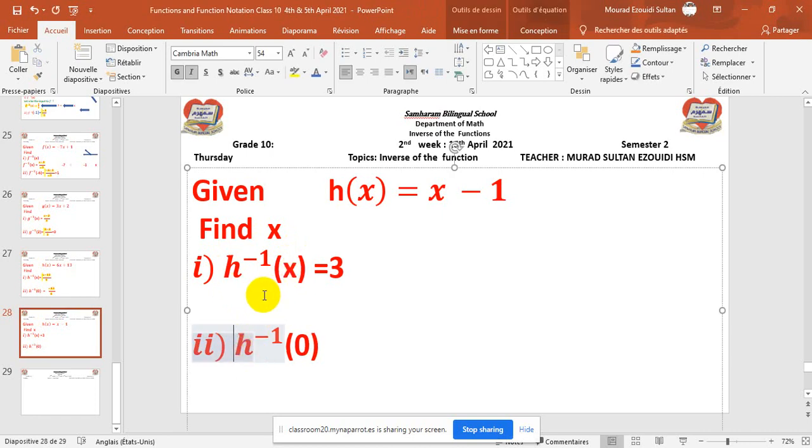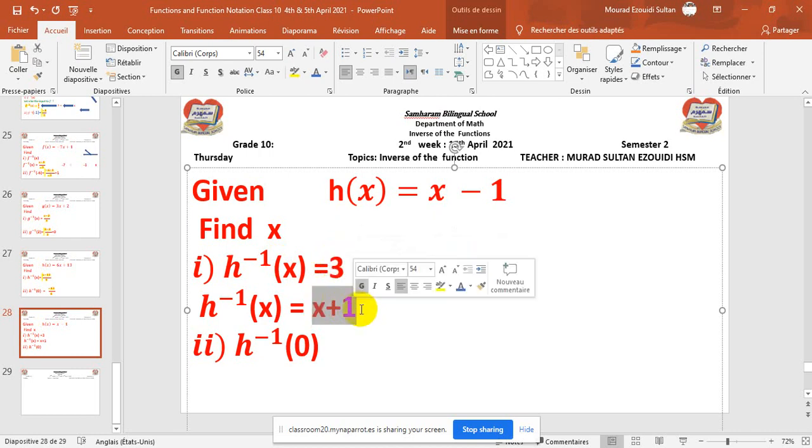The next question. What is first h minus 1 of x? It will be equal to x plus 1, isn't it? Yes. So here, small i tells us that h minus 1 of x is 3. So we should equate 3 to x plus 1. Then you will try to solve this one. x plus 1 equal 3. So x is what? Yes, x equal to 2. Why? Because 2 plus 1 is 3.